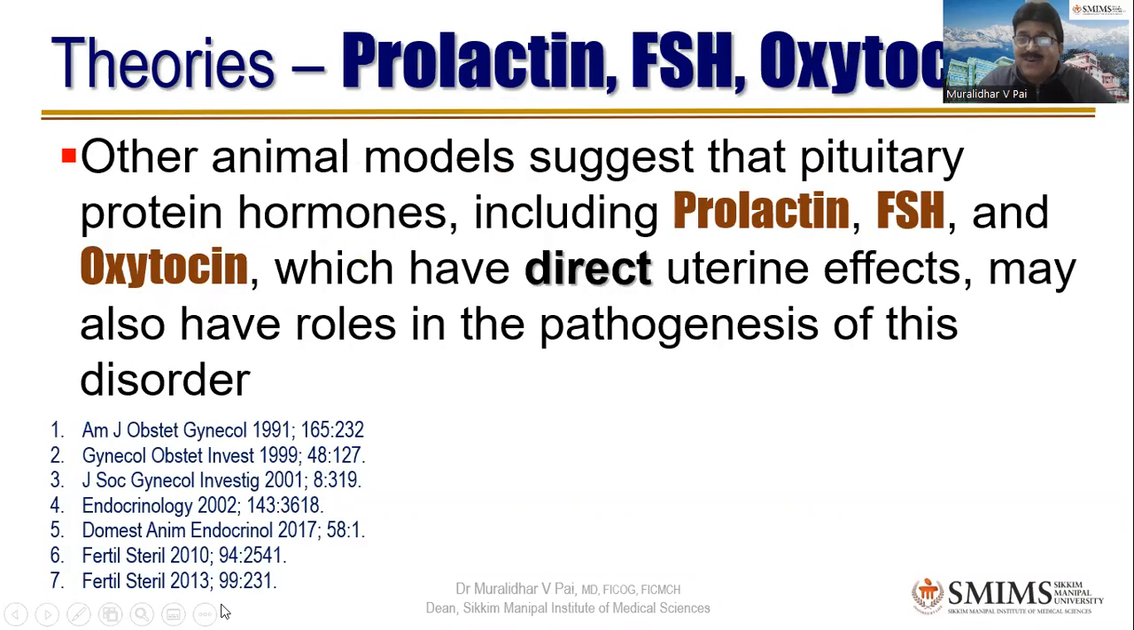Not only these hormones, estrogen and progesterone, but prolactin, FSH, and oxytocin are also very important. Other animal models suggest that pituitary protein hormones, including prolactin, FSH, and oxytocin, which have direct uterine effects, may also have roles in the pathogenesis of this disorder. How many studies are there? Seven studies are there to prove this.